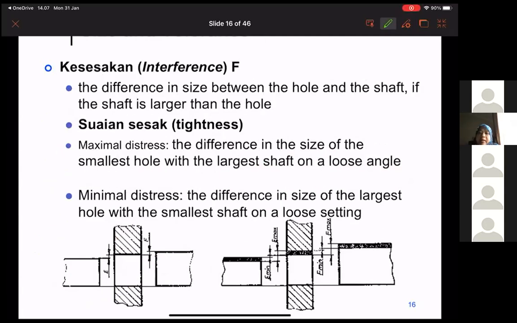Then the second type is called the interference fit. In the interference fit, the difference in size between the hole and the shaft is such that the shaft is larger than the hole. In this tightness, or kesesuaian sesat, the maximum interference is the difference in size of the smallest hole and the largest shaft. The minimum interference is the difference in size of the largest hole and the smallest shaft.